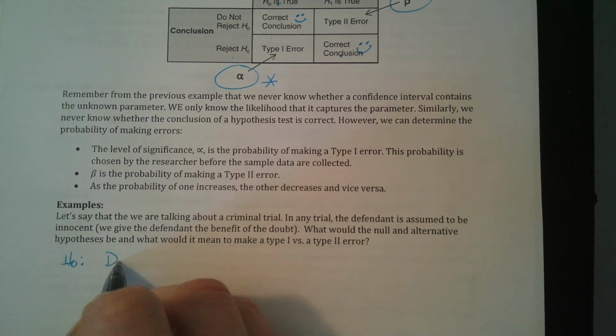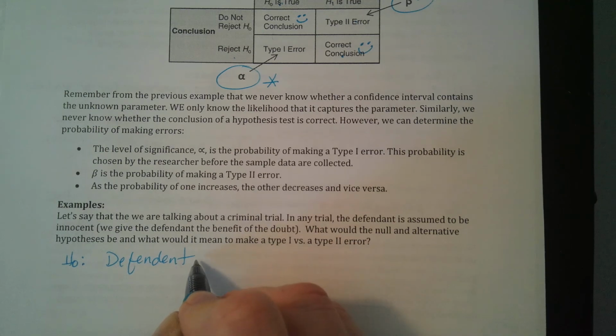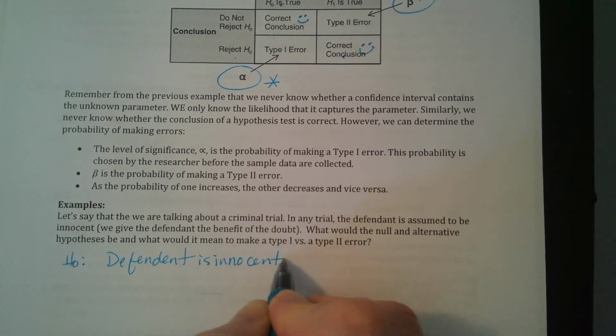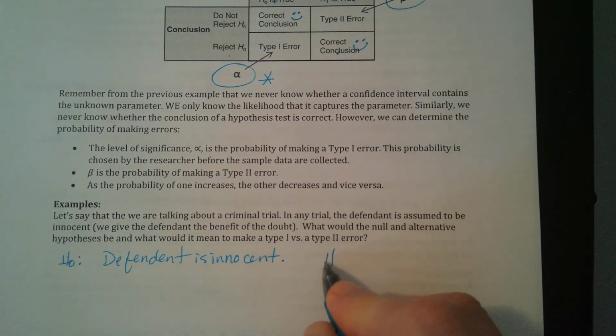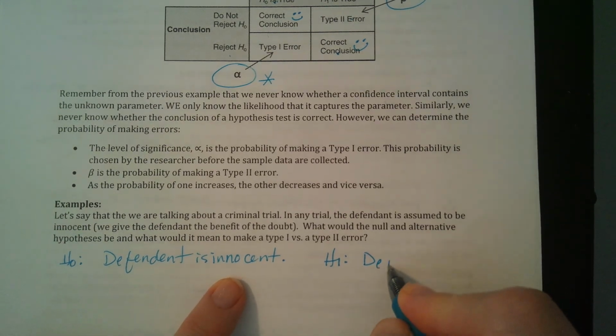Okay, so we've got a null hypothesis. The null hypothesis says that the defendant is innocent. Because we always say that they're innocent until proven guilty. You have to bring enough evidence to prove otherwise. Many guilty people are set free because there wasn't enough evidence to prove that they were guilty. So the alternate would be that the defendant is not innocent, or in other words, guilty.